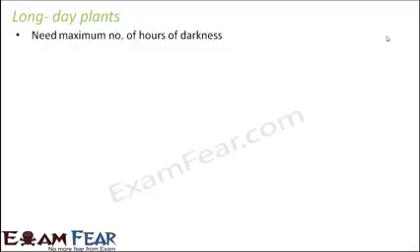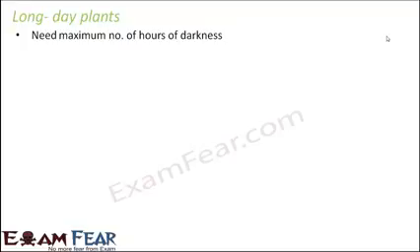The second type of plants are the long day plants. These plants need a maximum number of hours of darkness. That is, they want a specific maximum number of hours of darkness. That is, the darkness should not exist for more than these many hours. So darkness should be less than the mentioned number of hours. That means darkness should exist for a smaller period of time. Right? So please understand this.